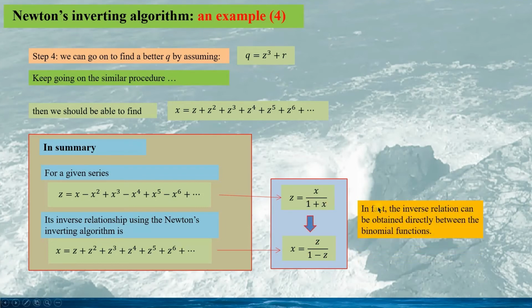Obviously, this inverse relation can be obtained by solving the equation here. x should be given as another binomial function of z. So in this regard, we can see the inverting algorithm is correct. This is how Newton proved his inverting algorithm.